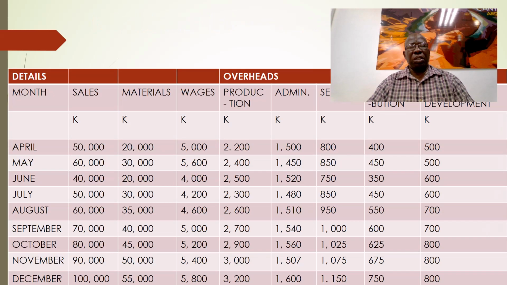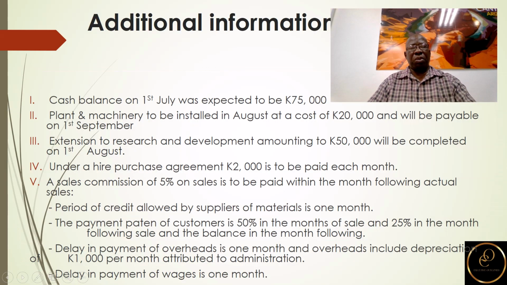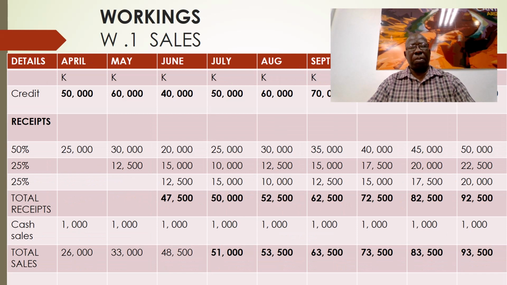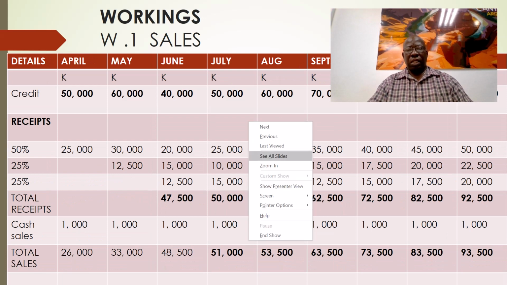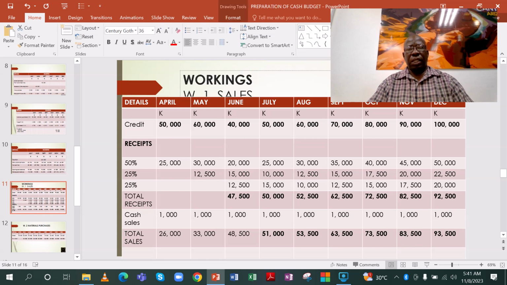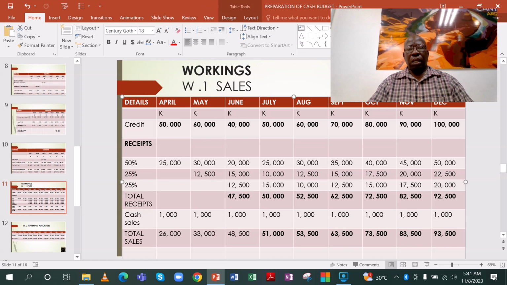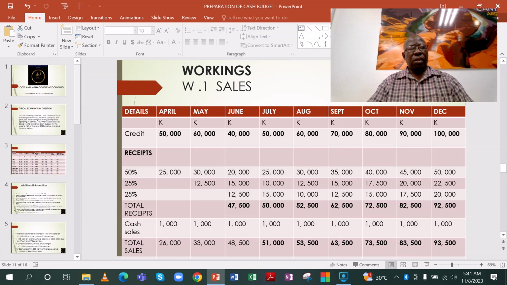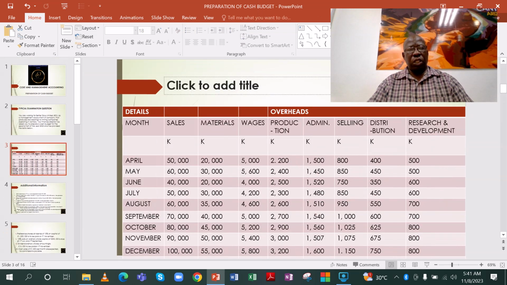We start with the first one, which is given. We look at workings relating to sales. I've indicated the workings under working number 1 for sales. What we have are the figures that I've collected from the first column, the sales column, April through to December, which I've reflected in this particular working.